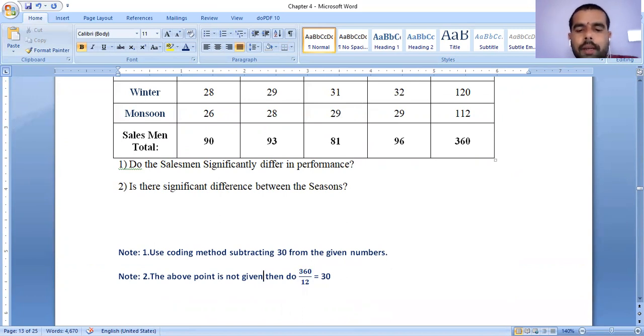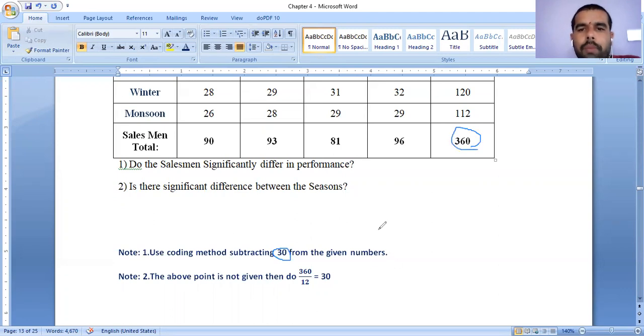In the given question paper, we have to perform a coding method by subtracting 30 or any number. Sometimes this 30 will be given in the question itself. If this 30 is not given, then you have to perform another way, that is the grand total.